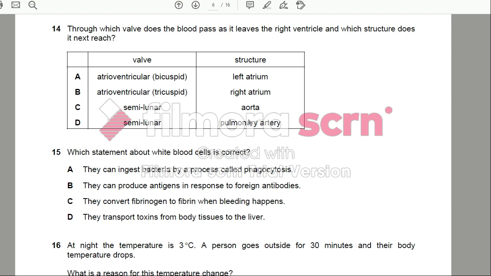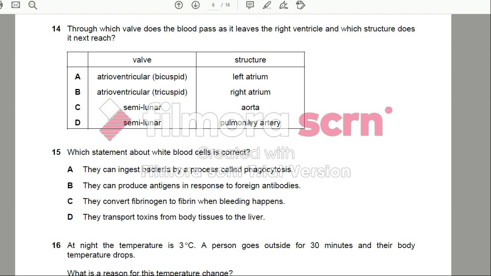So obviously when a ventricle contracts, we are talking about the right ventricle. When the right ventricle contracts, the blood will be pushed towards the pulmonary artery. So the structure will be the pulmonary artery, and the valve which will open will definitely be semilunar. So the correct option is D.